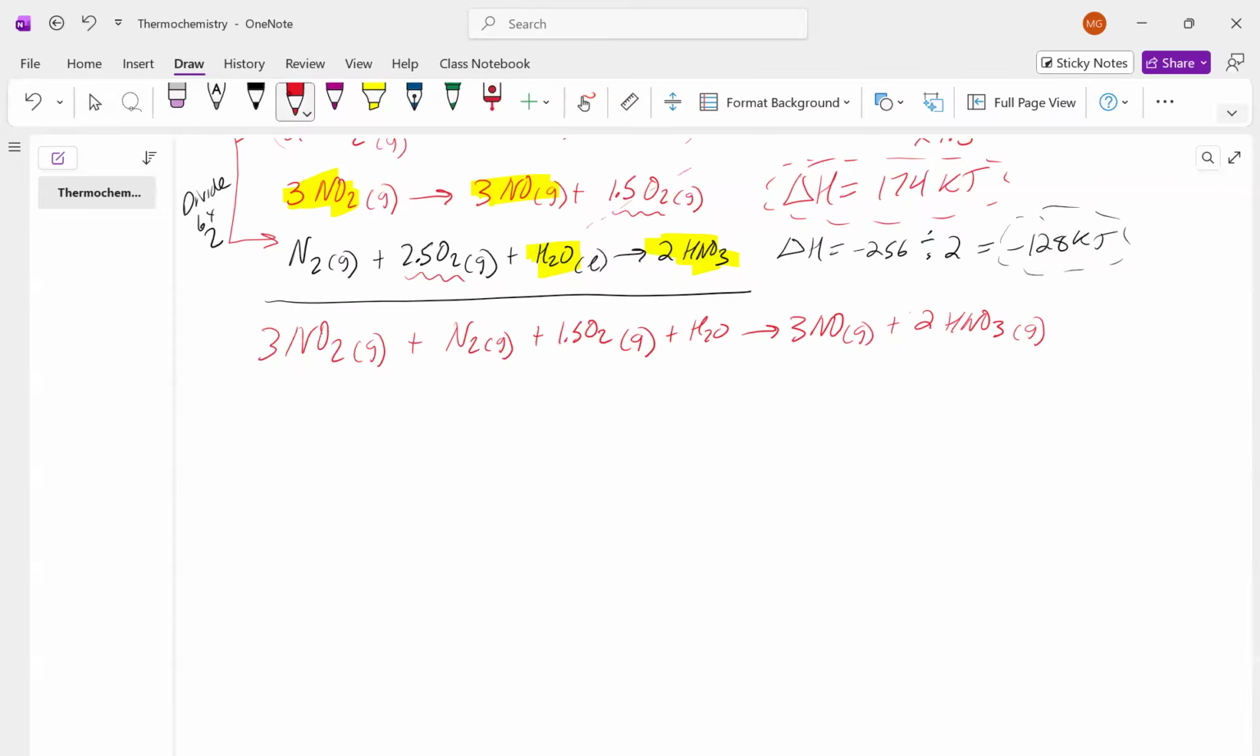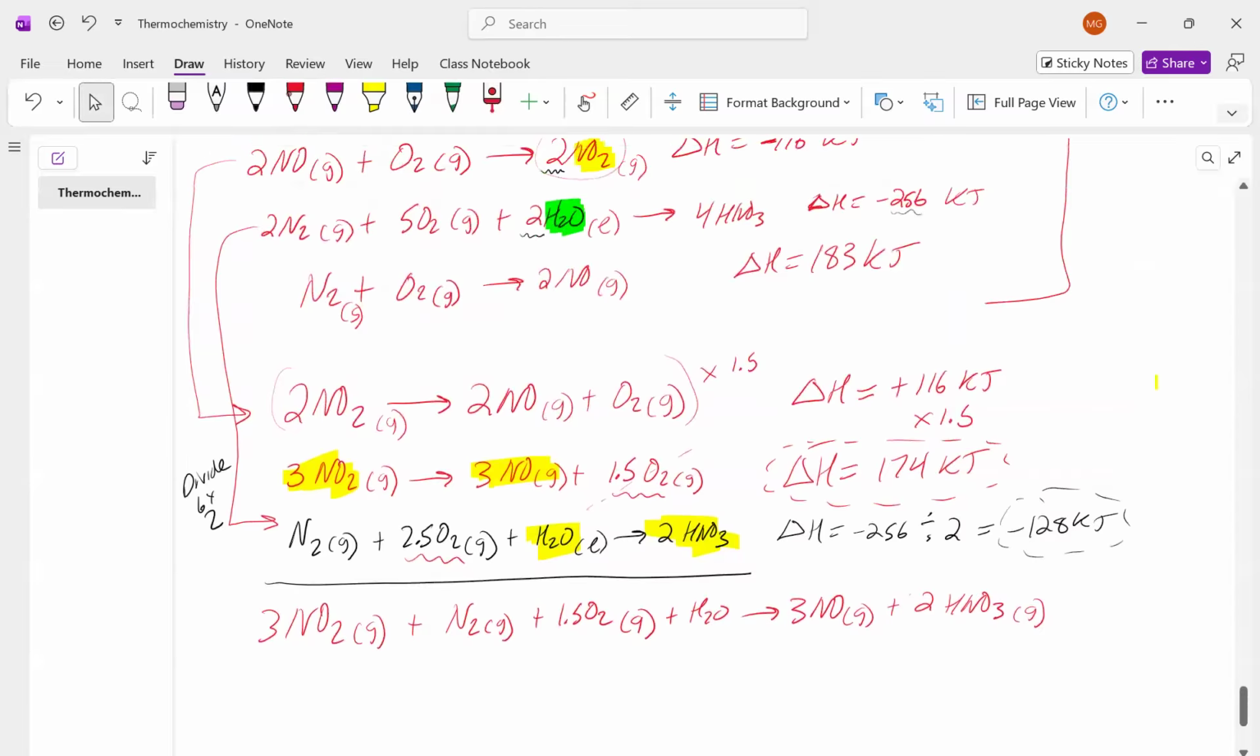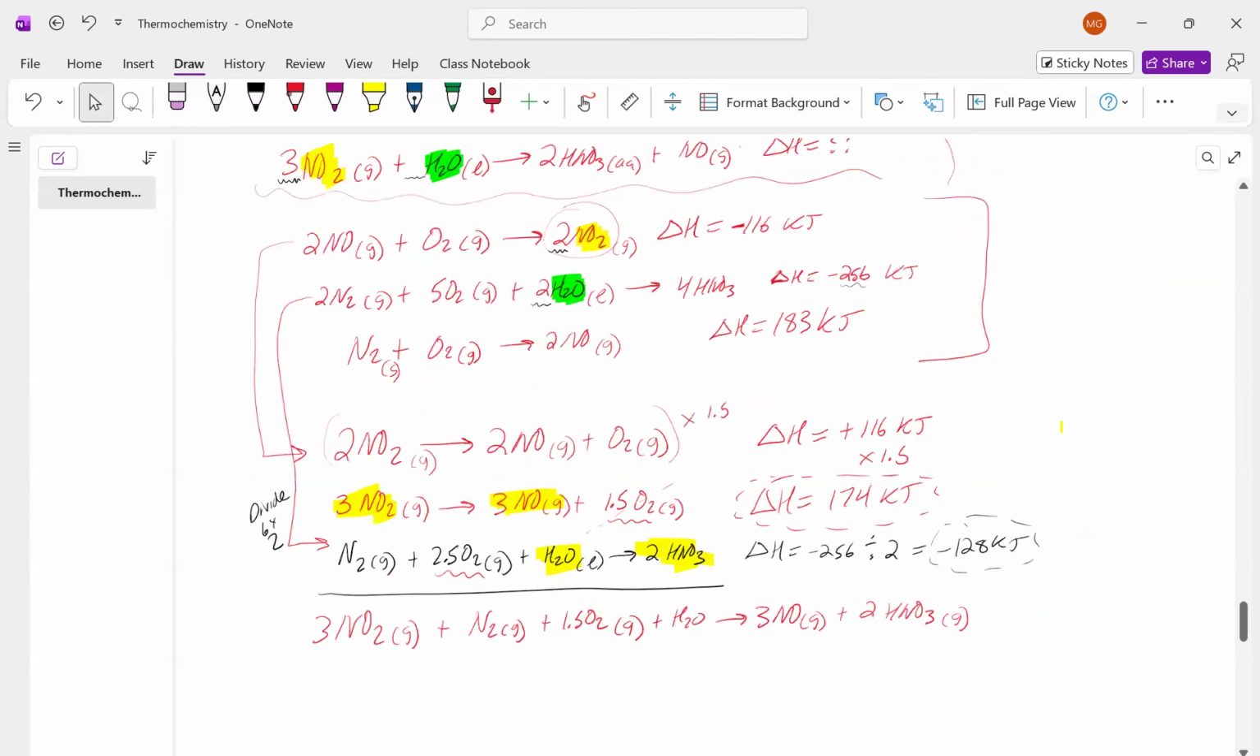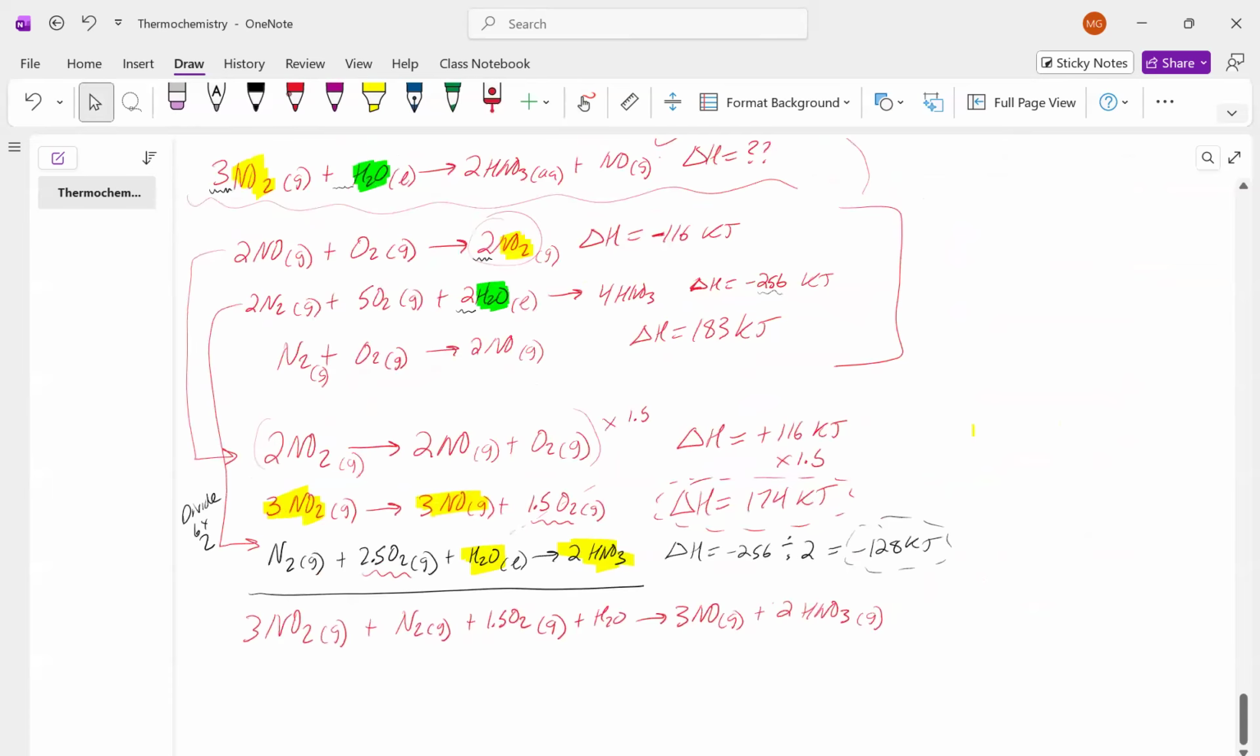Now, does that look anything like my original equation? So the original equation's up top. Well, there I have 3 NO2s. That's great. I got one water, that's great. I got two nitric acids, that's good. But that doesn't look good. Nope. There's no oxygen in my original balanced equation. And I should only have one NO in this.